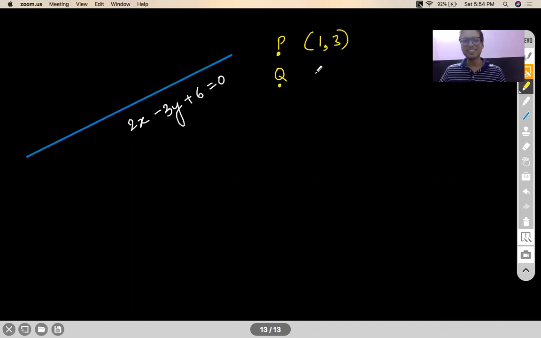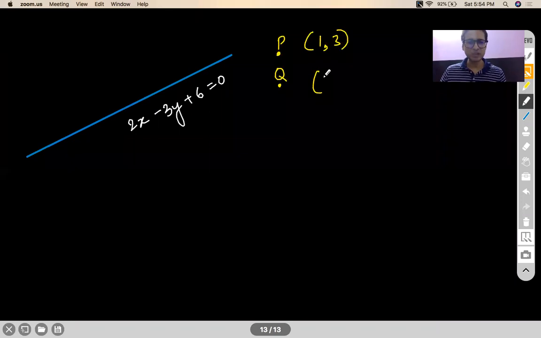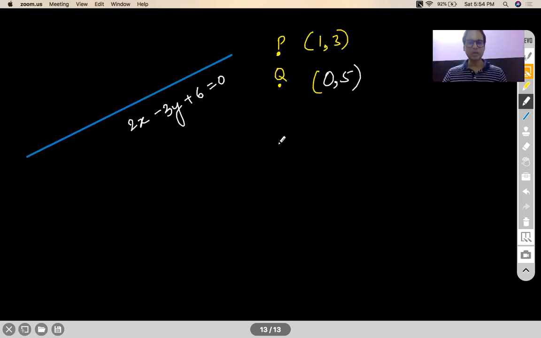If it lies on it, it will not give you a signed number. It will give you a 0 straight away. And Q point is, let's say, 0, 5. Are these 2 points on the same side of this line, or are they on the opposite side of this line? Tell me within 15 seconds.